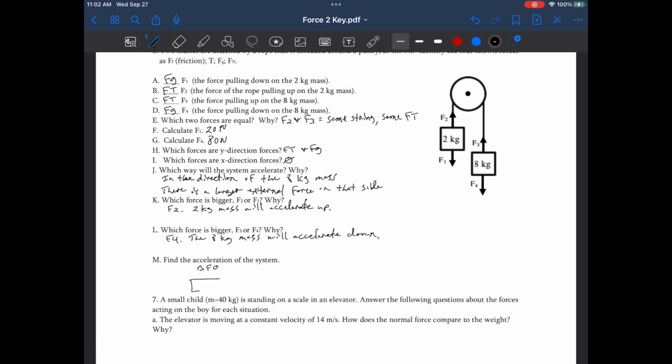Find the acceleration of the system. Use your big object. Total mass in the middle, 10. Being pulled to the right, 80. Pulled to the left, 20. Tension's internal. It does not affect the system. So net force, 80 minus 20 over the mass of 10 gets you the acceleration. We only used external forces. So 60 divided by 10, or 6 meters per second squared.